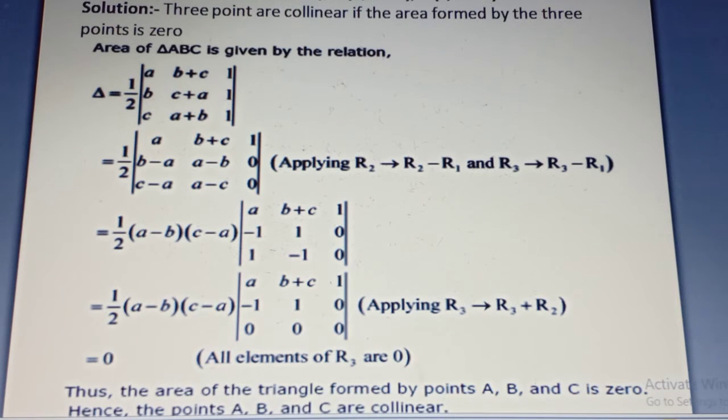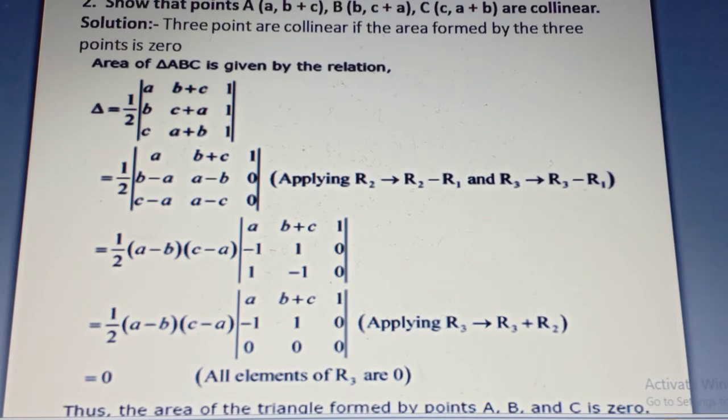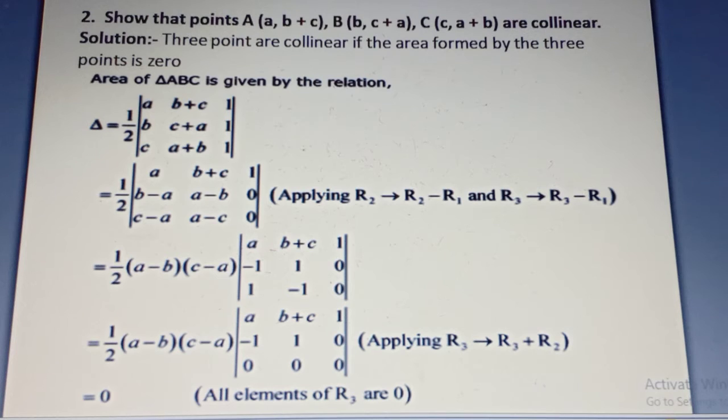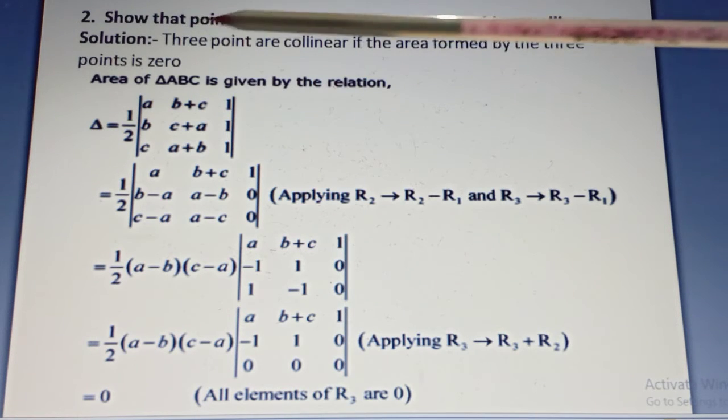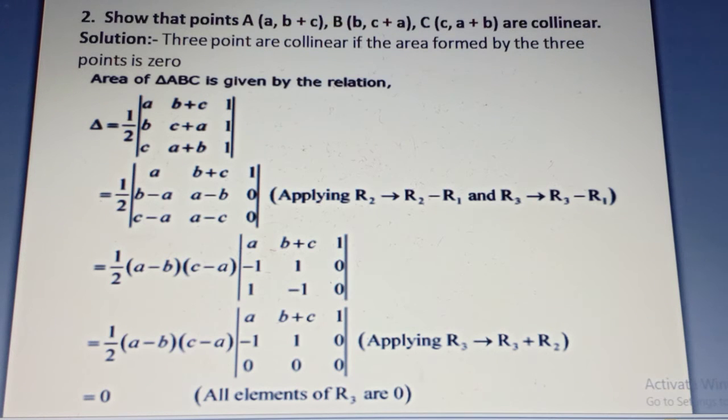The next question is, show that the 3 points given are collinear, means they lie on the same line. So students, as I have explained, when 3 points are collinear, the area formed by these 3 points will be 0. So as we have to prove that these 3 points are collinear, we need to find the area of the triangle from these 3 points. If the area is 0, then it is proved that these 3 points are collinear.